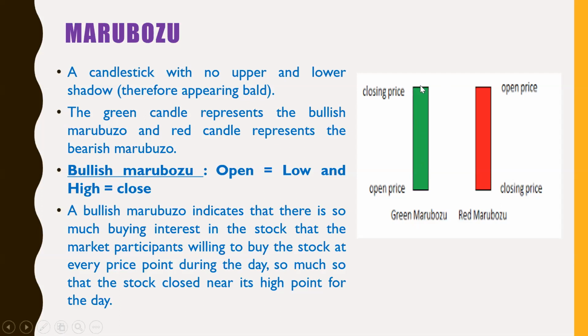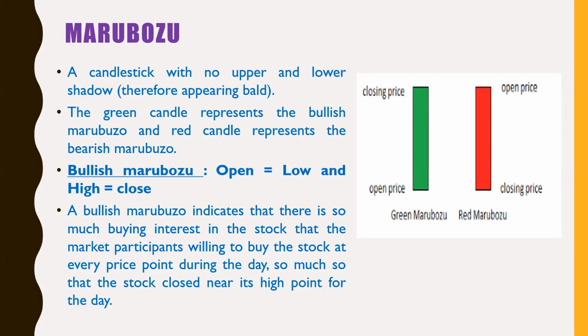In reality, there may be a small shadow, but if it is within some percentage, it is still considered a green Marubozu. You can see how much percentage while reading the Zerodha lessons. Even a small wick on either side is still considered a Marubozu, with a very minute number of people selling. In reality, when you see a long body with the open price almost the same as the low and the closing price almost the same as the high, then it's a bullish Marubozu.